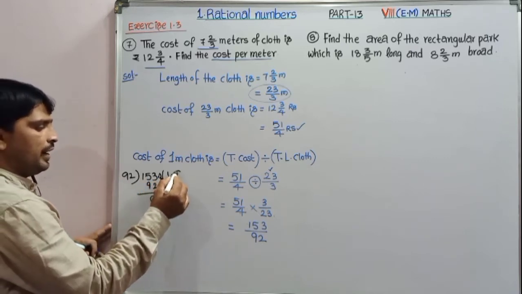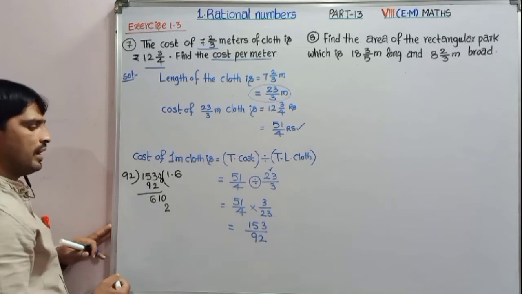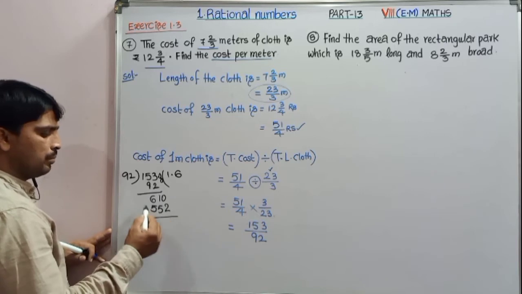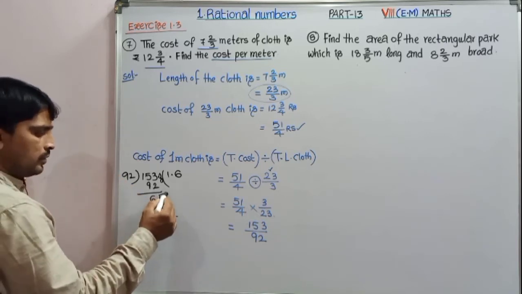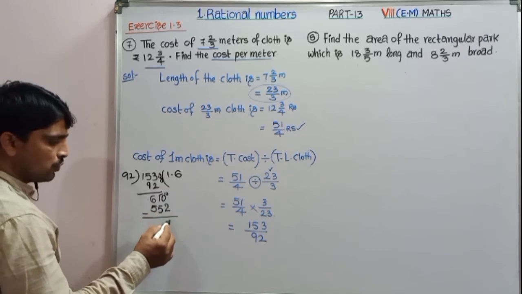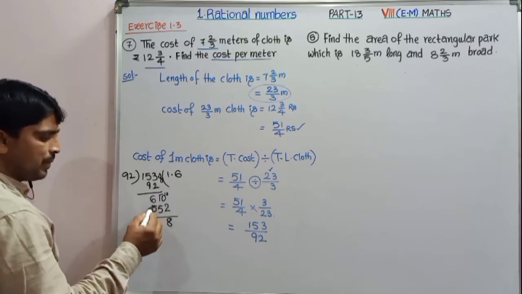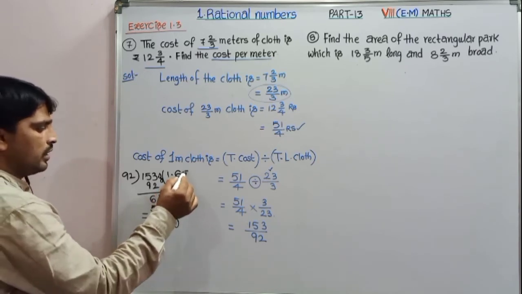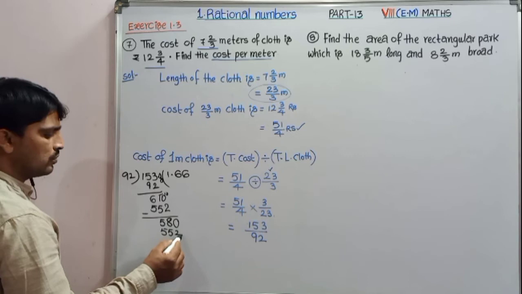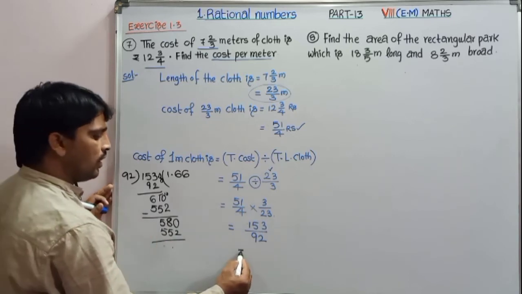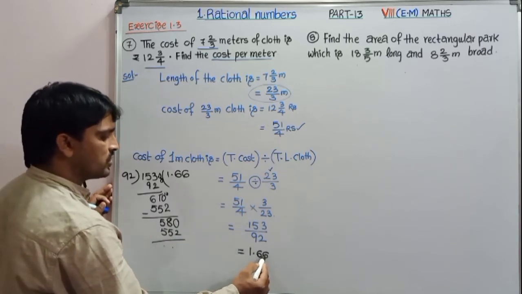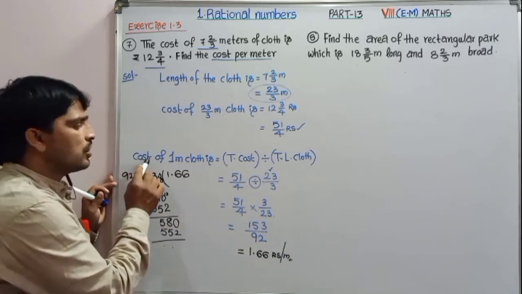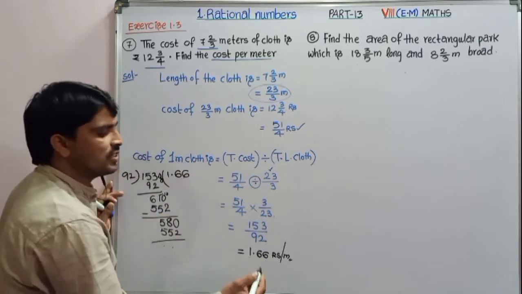Now 92 6 2s are 12, 1 carry. 6 9s are 54 plus 1, 55. Minus, carry, take a borrow from the previous number. 10 minus 2 is 8. 60 minus 55 is 5. Drop another 0. That is again 92 6s are 552. Approximately equal to 1.66 rupees per meter. That is, the cost of 1 meter of cloth is 1.66 rupees.